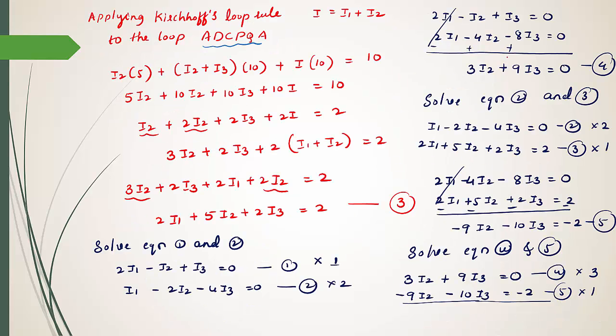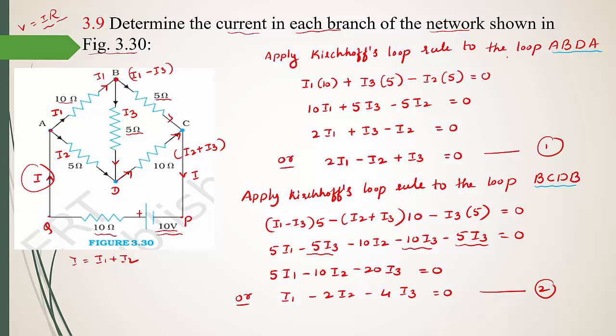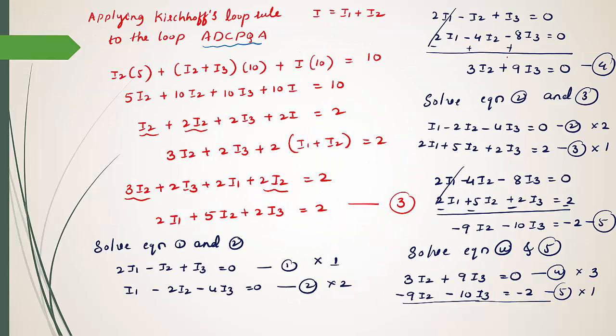Remember, when you got these three equations, first loop ABDA, second loop BCDB, and third loop, that is ADCPQA, you can go on solving equation 1 and 2, 2 and 3, 4 and 5 likewise. Or you can use determinants. When you got these three equations, you can go for Cramer's rule.